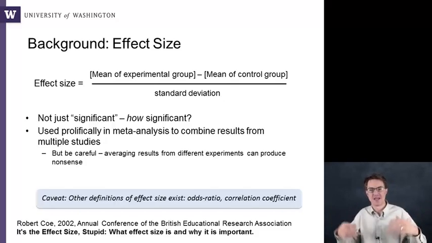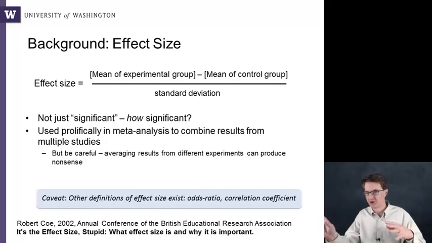So in a situation where you're comparing the means of an experimental group and a control group, the effect size is the mean of the experimental group minus the mean of the control group, divided by the standard deviation. And so this tells you not just whether it's significant, but how significant. And this measure is used prolifically in meta-analysis to combine results from multiple studies. It's useful to help standardize across studies with different parameters, different sample sizes in particular, for example.